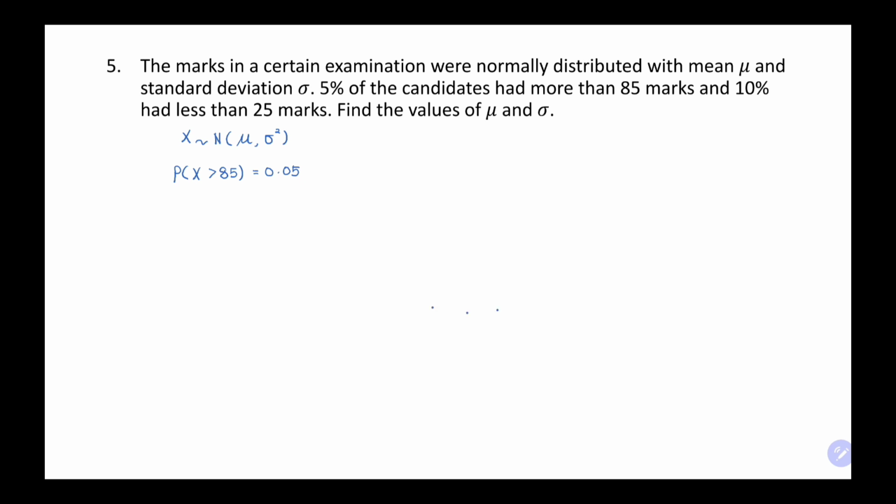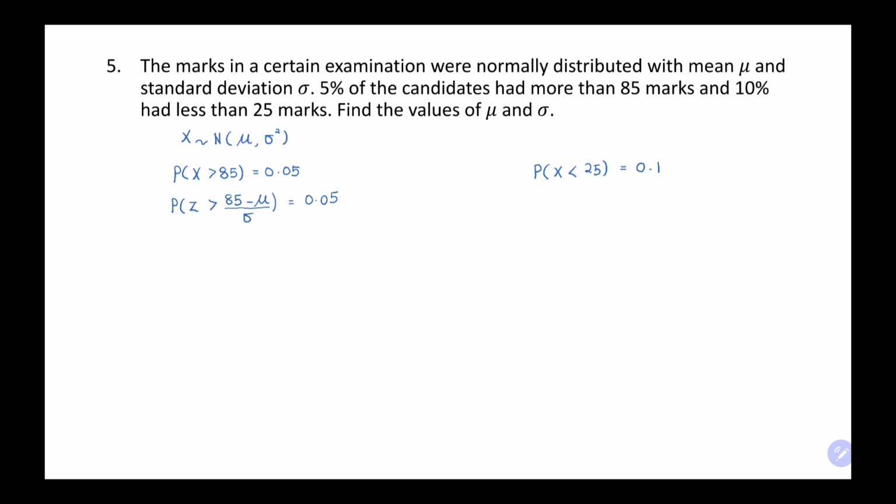Then we have the information that 10% had less than 25 marks. So P(X less than 25) is 10%, 0.1. Then we solve this to get the values for mu and sigma. Okay, first P(X greater than 85), we standardize, convert to Z: Z greater than (85 minus the mean, we don't know it yet, divided by the standard deviation) equals 0.05.